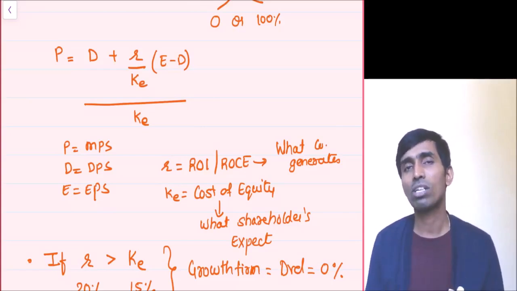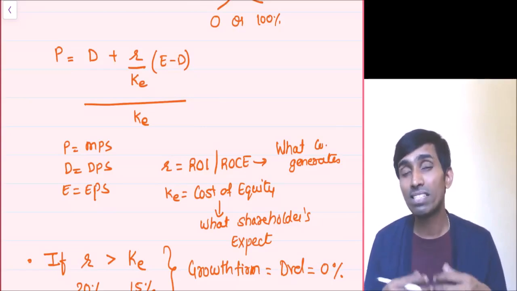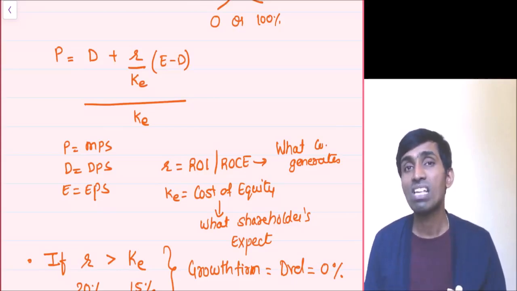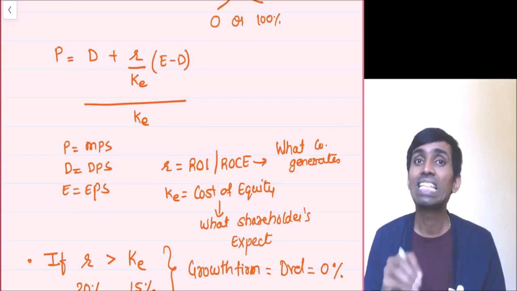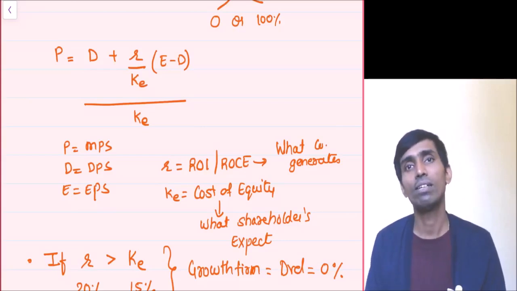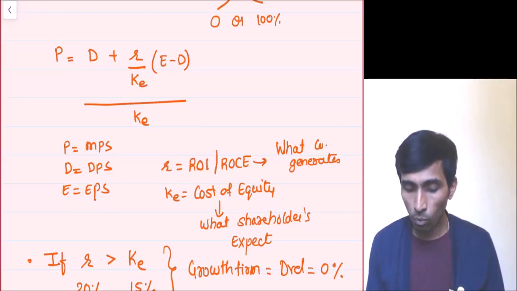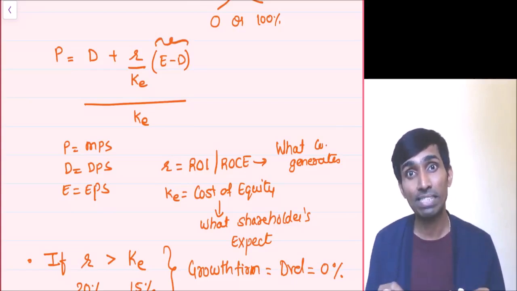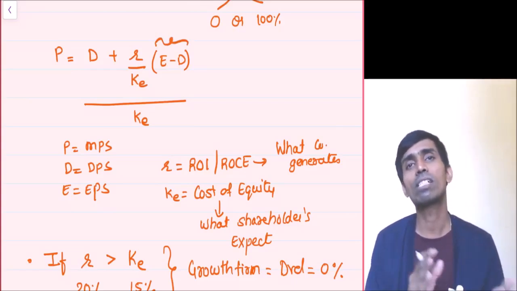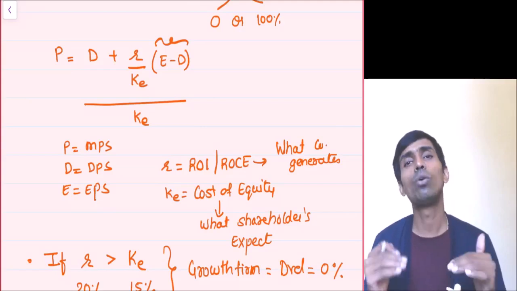R means return on investment. Please understand, both R and K are percentages. But what is R and what is K? R means what the company is able to generate, the return on capital employed, return on investment. And K is what the investor is expecting. So there is a difference between R and K. See, now what they are doing, this is retained earnings. From earnings, what I did not pay is retained earnings. That is divided by K, the investor's expectation. On that R is multiplied. This much is the company generating. And plus D, the whole divided by K.